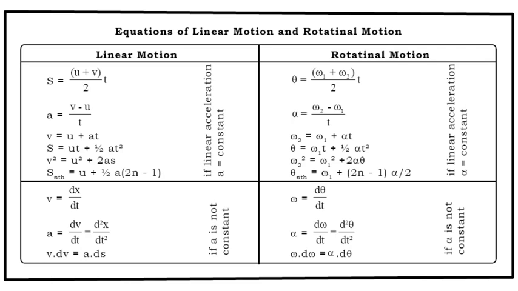Come on, tell me without looking to the right. Alpha would be equal to d omega by dt. That omega would be replaced by what? d theta by dt. So the expression becomes d2 theta by dt square. Now see the last expression. v into dv is equal to a into ds. If I have to replace that equation in case of rotational motion, it would be omega into d omega, that is equal to alpha into d theta.